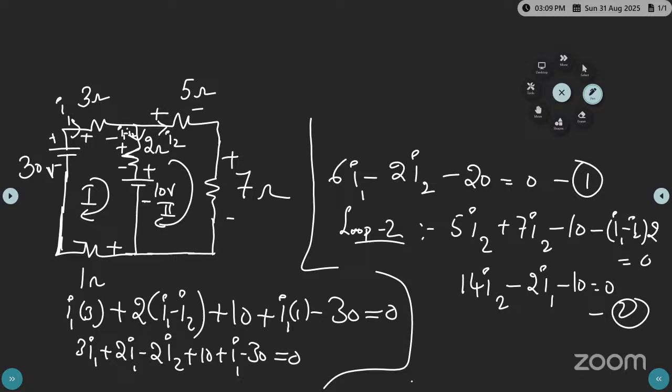Amma, we got these two equations. Settle down, we'll start. How can we solve these two equations? What is the first equation? 6i1 minus 2i2 minus 20. The second equation is minus 2i1 plus 14i2 minus 10 is equal to 0. How can you solve these equations?